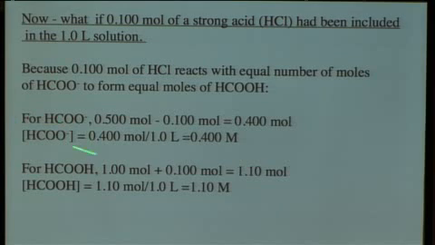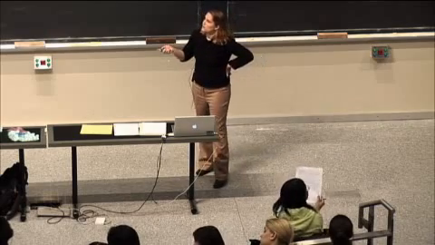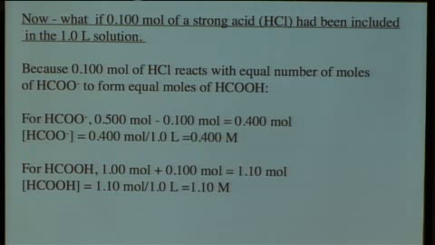For the conjugate base, we had 0.5 moles before, and it's going to be reacting with a strong acid. So 0.1 of those will react, leaving us with 0.4 moles of the conjugate, and that's in 1 liter. So now we have 0.4 molar. For the acid, we had 1 mole to begin with, but now we form more as the reaction has taken place. And so we have 0.1 more. So now we have 1.1 moles, again, in 1 liter.